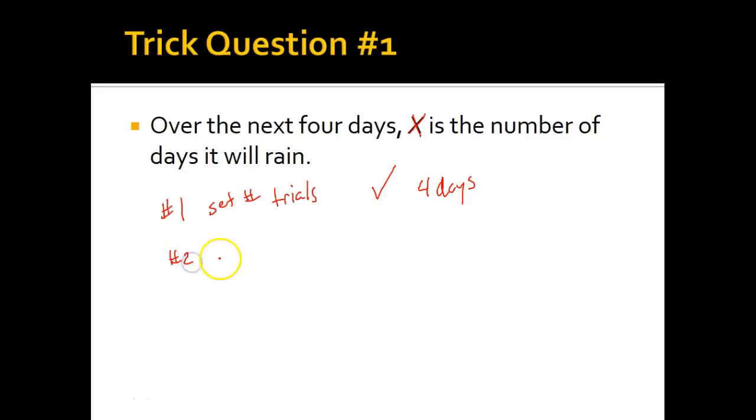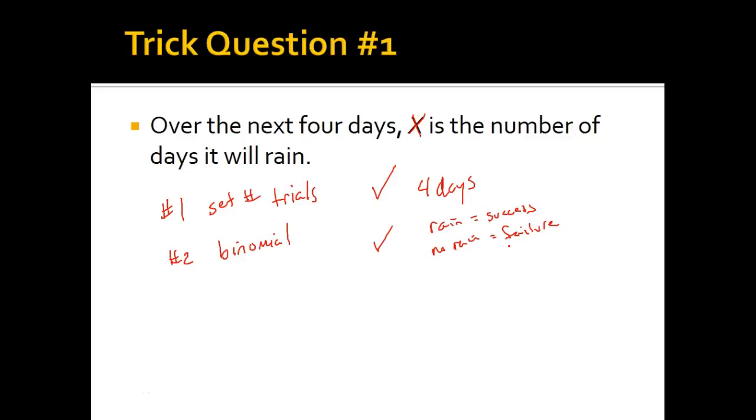Number 2, binomial. That just means that there's 2 choices. We could say success or failure, and that's true here. The thing that we're measuring is days that it rained. So if it rains, that's a success, and no rain equals failure. There's no third option here.